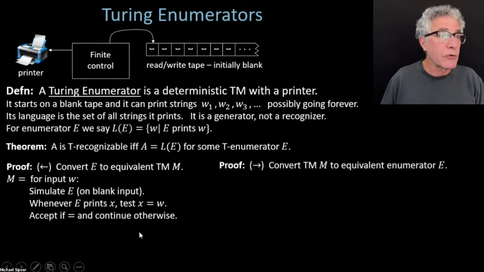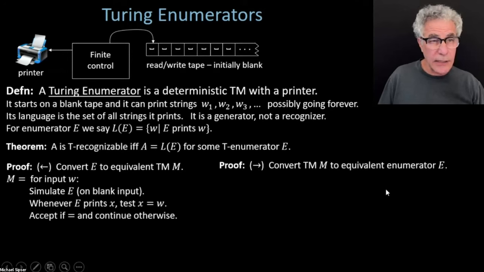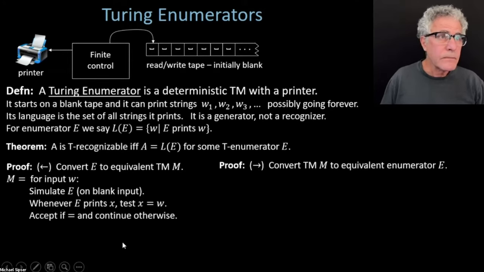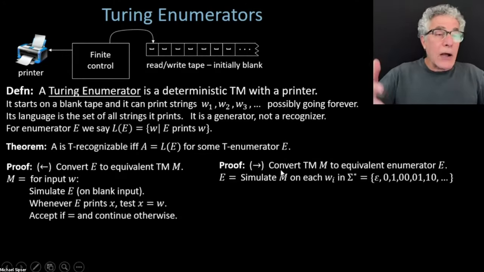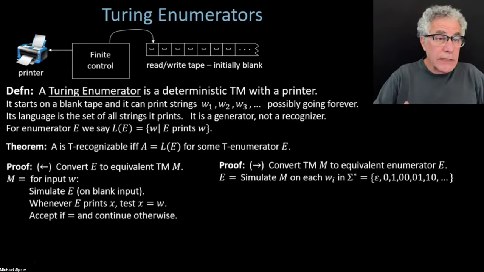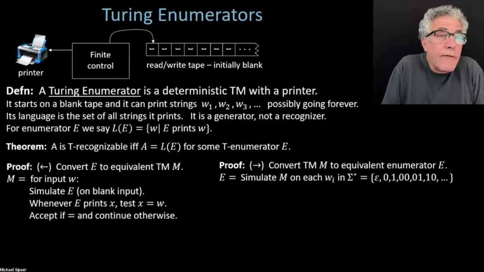Okay, so that's the proof of converting in this backward direction, which is the easier direction. Now let's look at the forward direction, which has a certain wrinkle in it that we're going to have to get to. So now we're going to be building our enumerator to simulate our recognizer. The enumerator has to print out all of the strings that the recognizer would ever accept. So you're going to do the obvious thing.